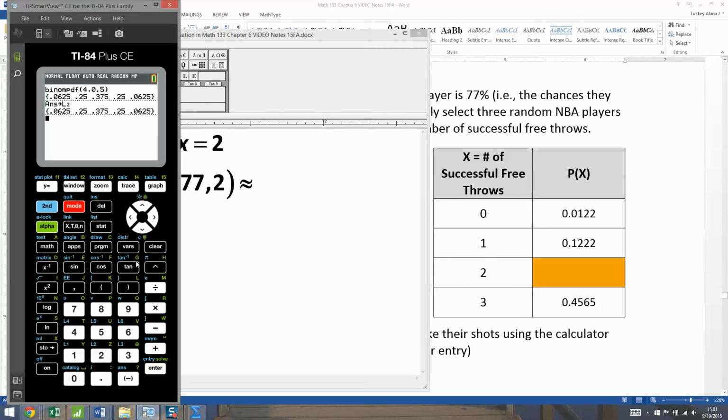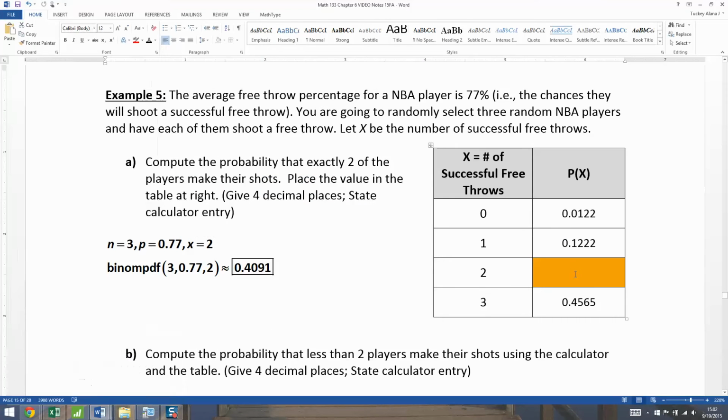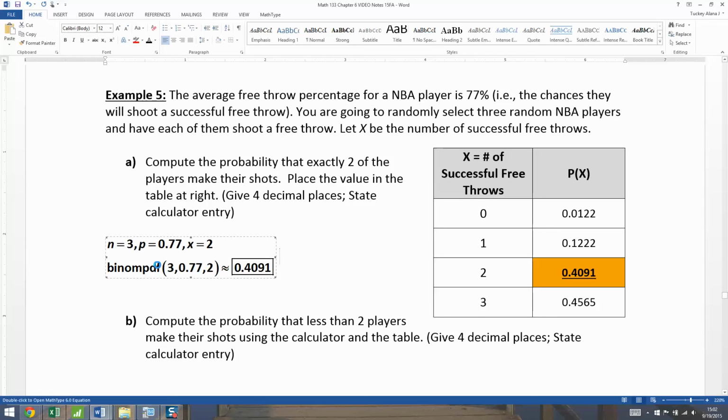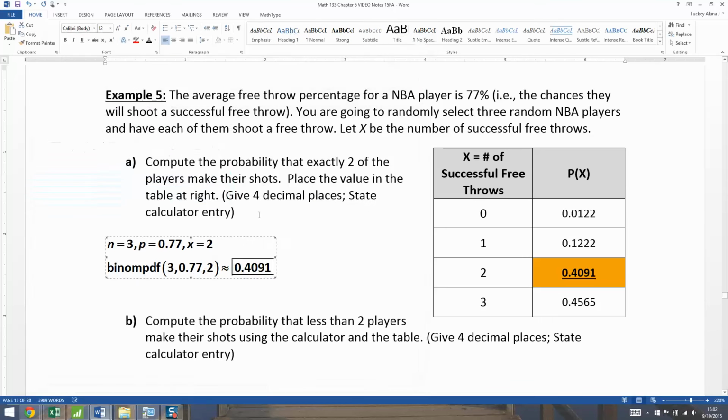So I'll grab the calculator, and I'll go to distributions, letter A, and then I'll type those values, 3, .77, 2. Paste and press enter again, and you get 0.4091, which is what we said it was several pages ago. But of course, this didn't use all that work that we did in chapter 5. It just found it for us. And there we have it. All right, and when it says state the calculator entry, what it's looking for is this part right here, that binomial PDF, that's your work for this stuff.